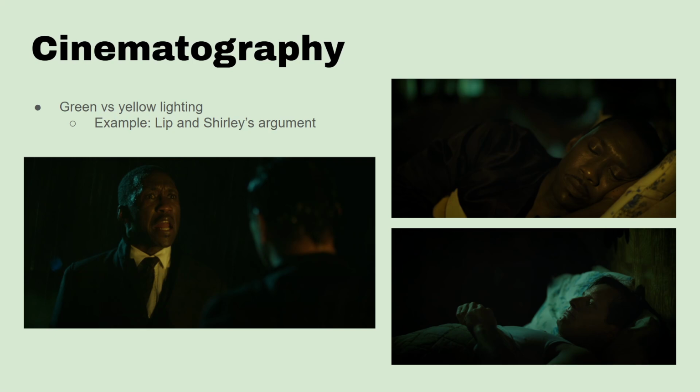When they stop at a hotel after their argument, we see that the conflict has disrupted the harmony of their friendship. Lip is basking in green light while Shirley's tinted yellow. The shots have such different lighting that it almost makes you feel like they're in different rooms. Overall, Green Book's use of lighting and camera work allows us to better understand the characters performing on screen.